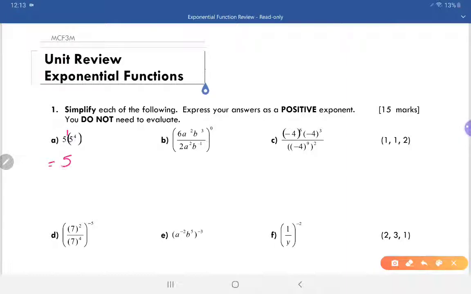The rule for that is that you add the exponents. So we keep the base of 5 and this becomes 5 to the power 5. Notice it says I don't need to evaluate, so that's a good enough answer. This one, anything to the power 0 is always 1.